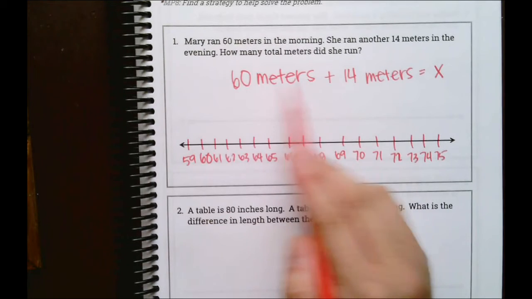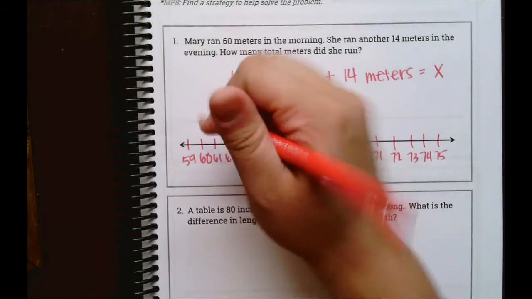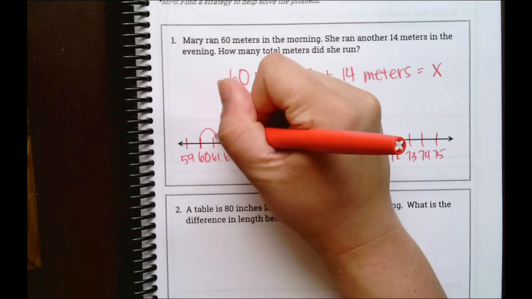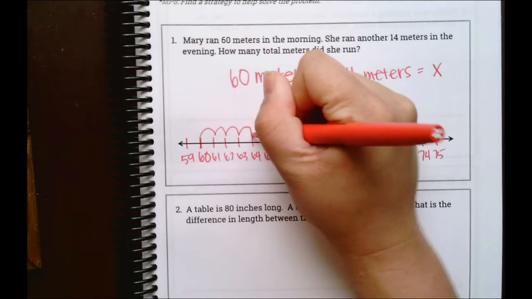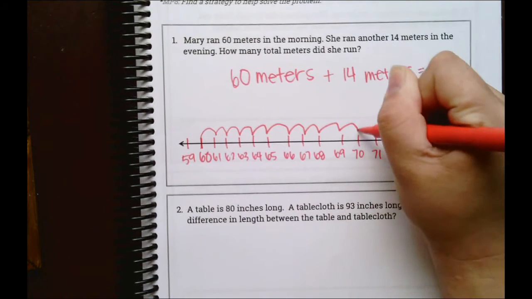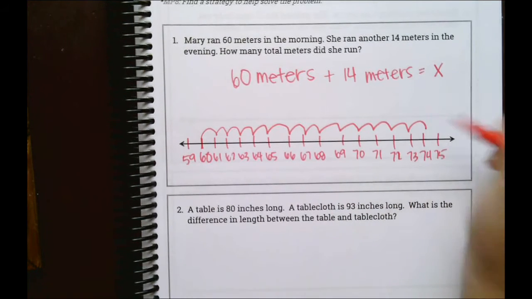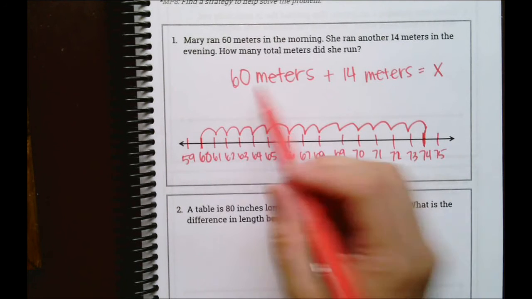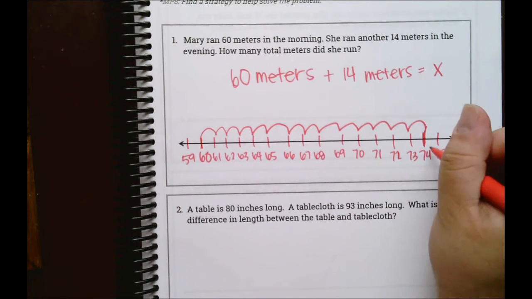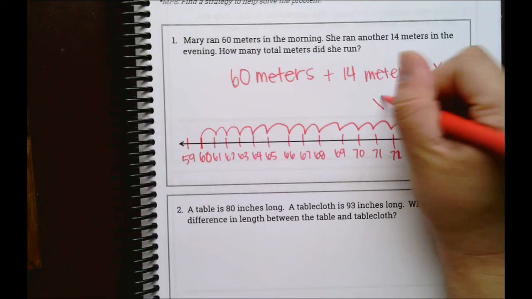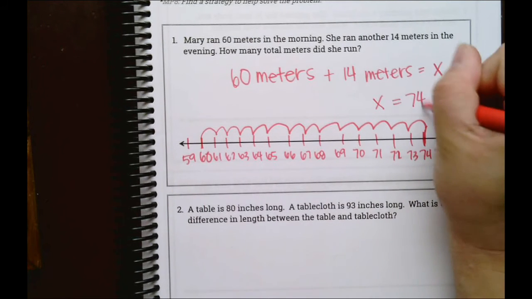So 60 meters plus 14 meters. Here's my 60, and I'm going to jump 14 times. 1, 2, 3, 4, 5, 6, 7, 8, 9, 10, 11, 12, 13, 14. Here's our 14. So 60 plus 14 equals 74. So x equals 74 meters.